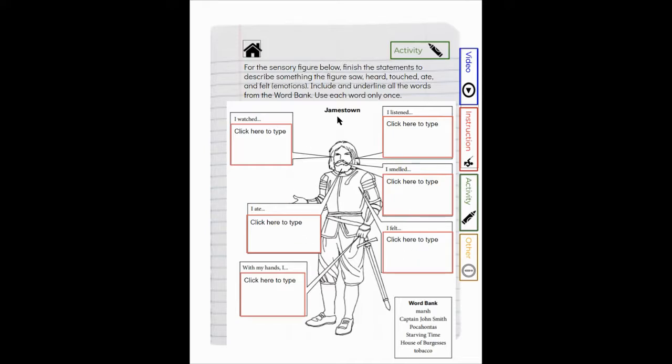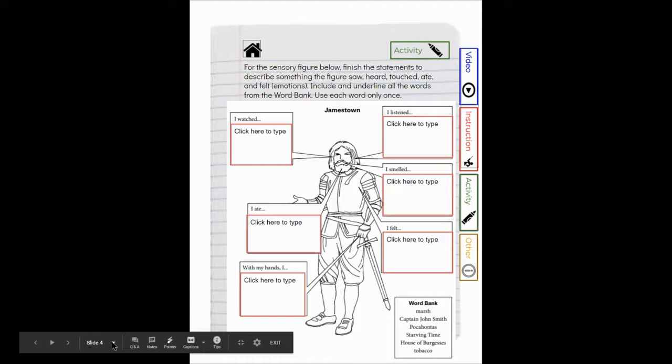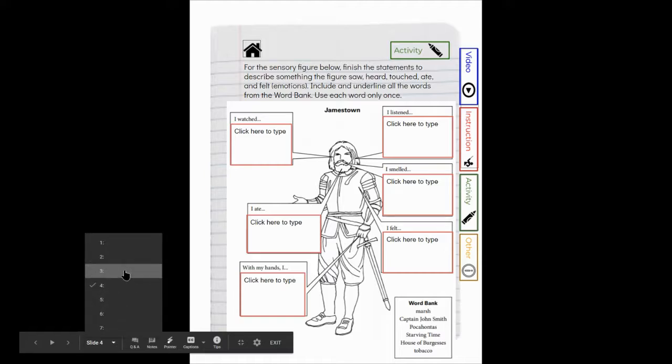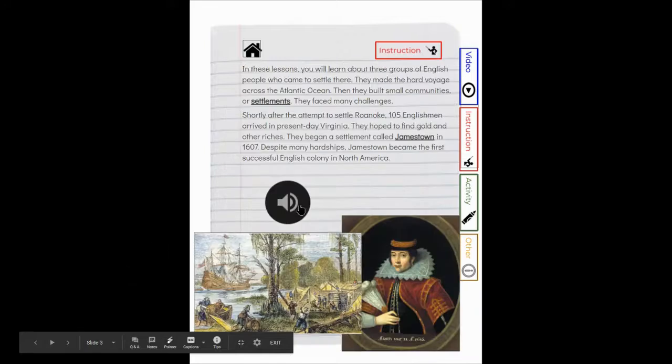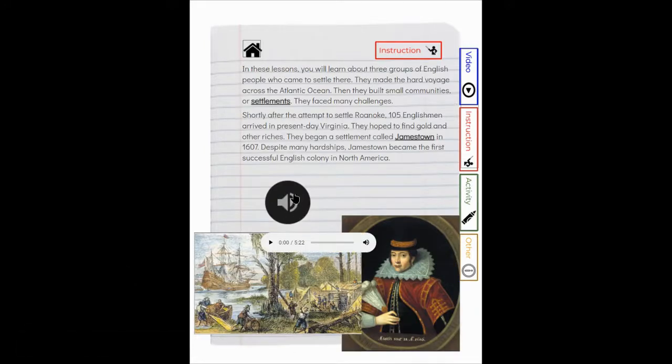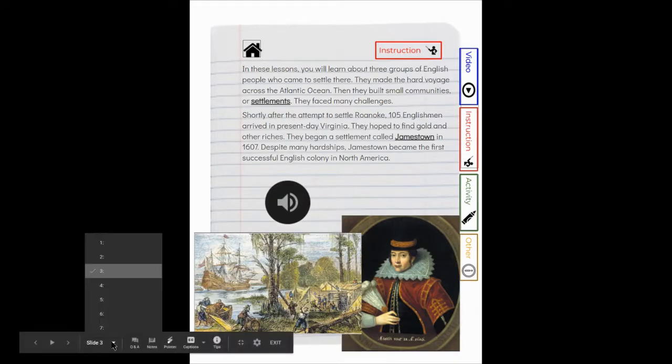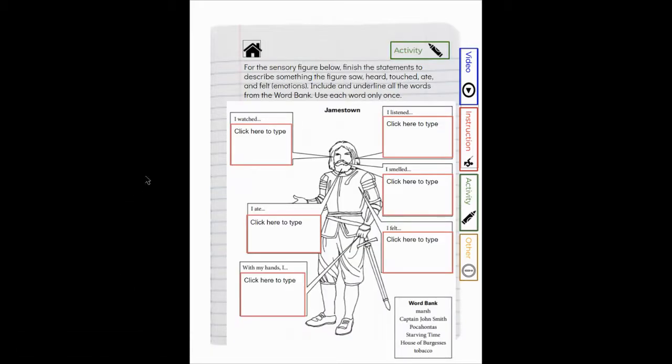And again, you're looking down in that lower right-hand corner at the word bank, and you will need to use all of the words, and you use each word only once. So marsh, Captain John Smith, Pocahontas, starving time, House of Burgess, and tobacco. And after listening to the audio file, you will be able to identify what those words are about and why they're important, and how you can fill out this sensory figure.